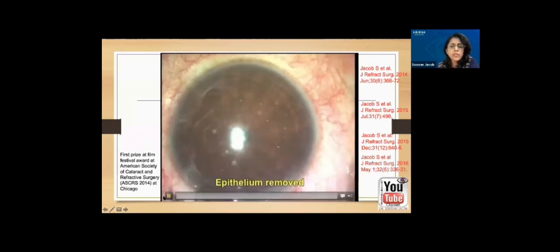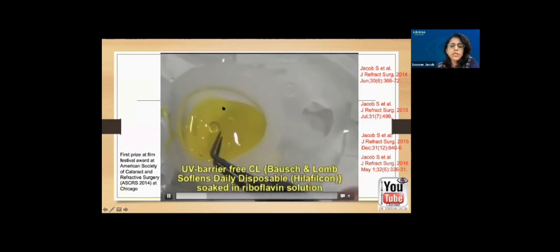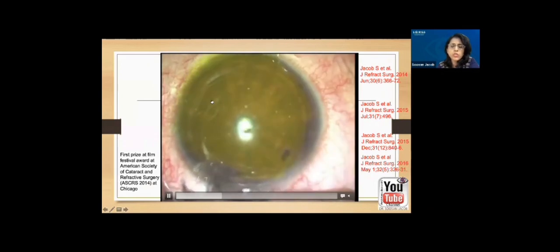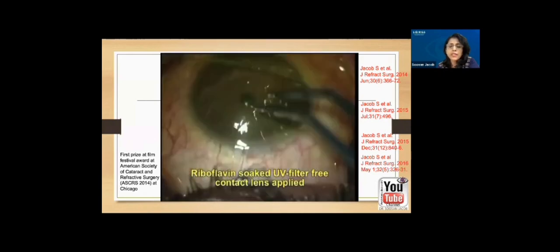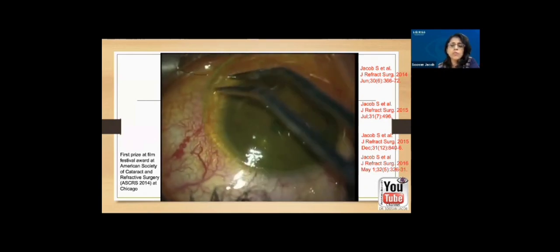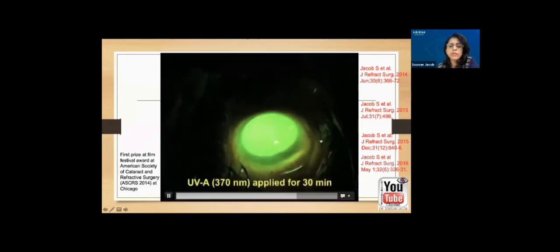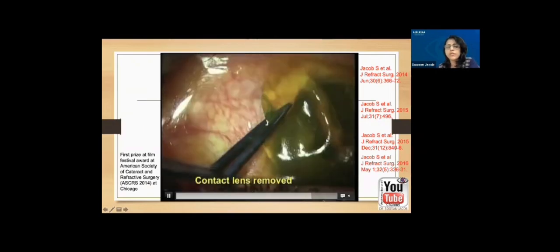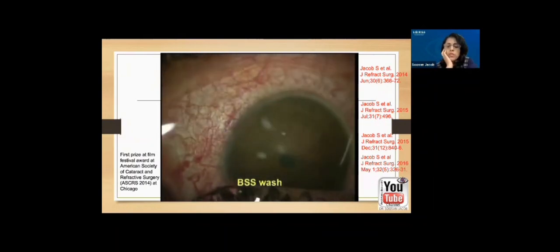The technique is very simple. We remove the epithelium, and at the same time that the cornea is being soaked in riboflavin, we also soak a UV barrier-free contact lens for half an hour. Then you're saturating both the cornea and the contact lens with the riboflavin. Then you place the contact lens over the cornea, put a riboflavin film, and apply UVA. Now, that film is something we should talk about again. Some of my older videos on YouTube may show a subcontact lens film also, but we've learned with time that a subcontact lens film can cause too much attenuation of the UV.